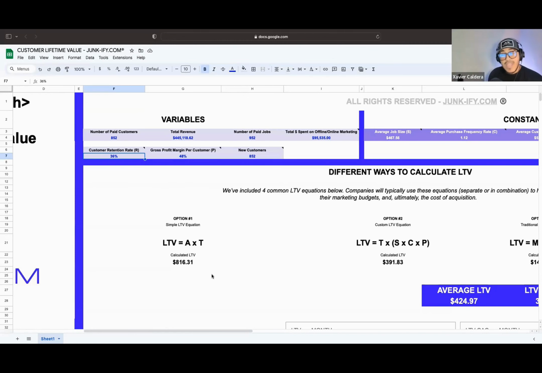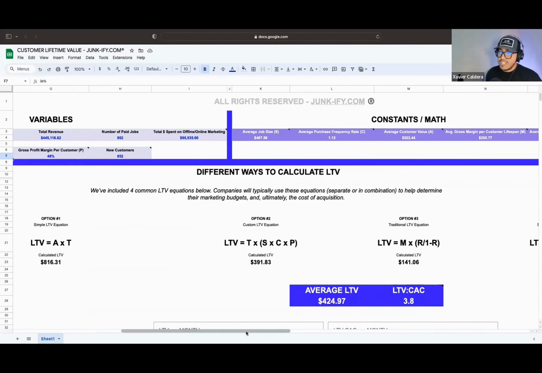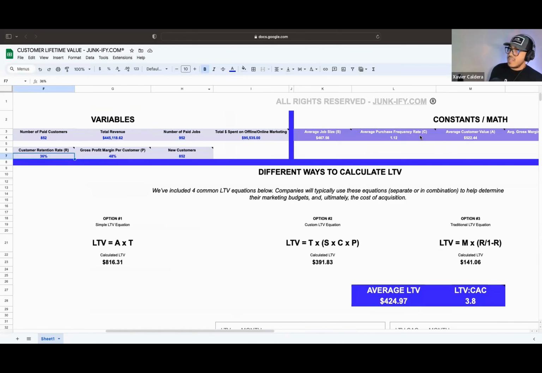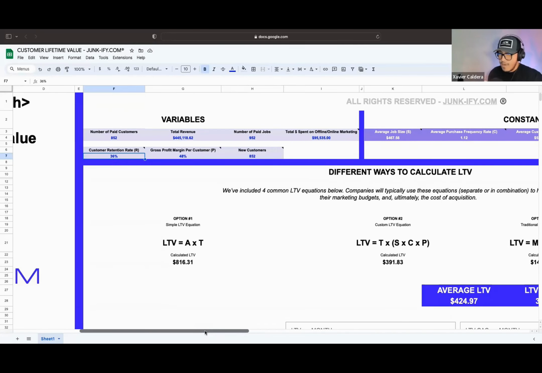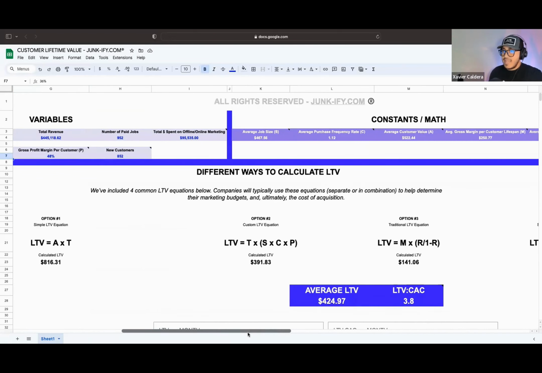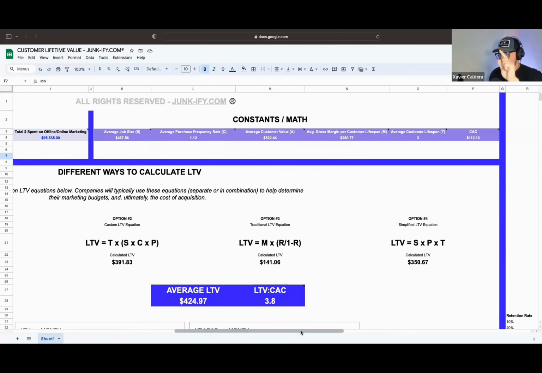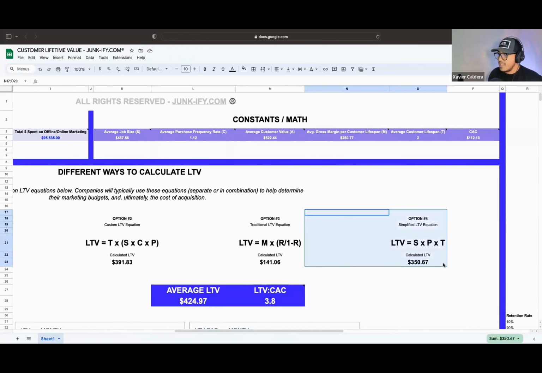I appreciate that, man. So yeah, once we have the variables, if you change something on this end, this will change. And as a consequence, your LTV will change. Now, let's talk about the formulas. I'm not going to go into very much detail about the formulas. These are the formulas that I found. I added another formula, which is the simplified LTV equation.